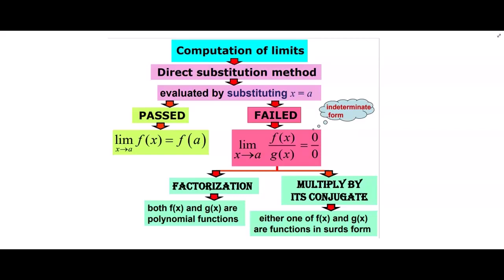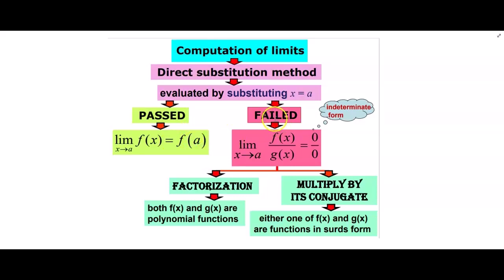Hi everyone. In this video, I'm going to talk about how to compute a limit. For the computation of a limit, normally we will try direct substitution. That means we will substitute the value of x directly into the function to get the answer for the limit. If the substitution method has passed, this means that when you substitute the a into the f(x), you get a defined value, which will be represented as f(a). Then you say that your method of substitution is a success.